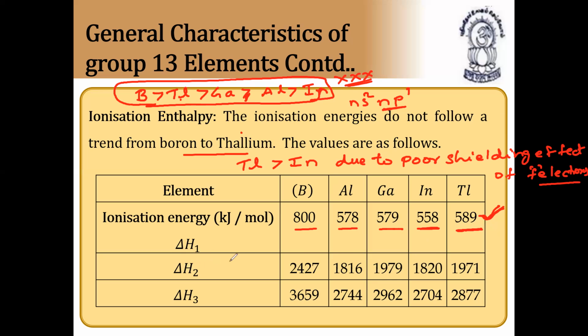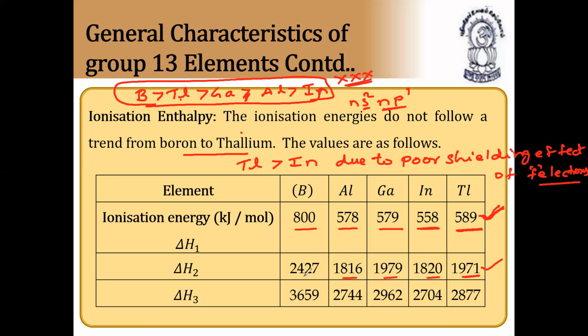Coming to the removal of the second electron, the ionization energy is higher because ns2 is completely filled. So we have to remove the electron from a completely filled orbital, and that's why more energy is required. The values are 2427, 1816, 1979, 1820, 1971. Again, it is the same poor shielding effect of f electrons.